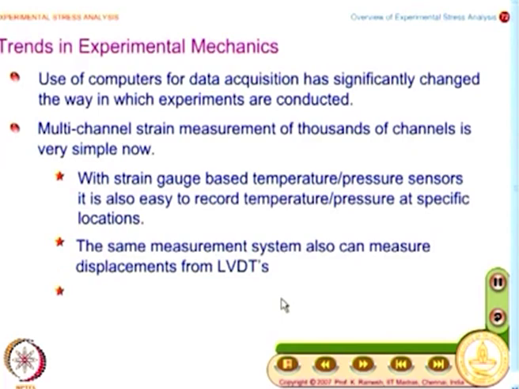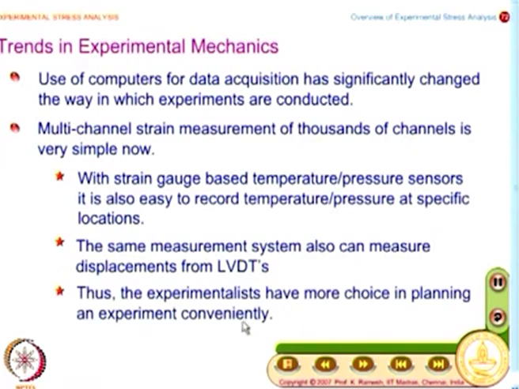And you can also measure displacement using LVDTs. They can also be combined to the multi-channel strain measurement. So, experimentalists now have more choice in planning an experiment conveniently. I have always been mentioning experiments are planned and executed. You anticipate values. Unless you anticipate values, you will not know what instrumentation to use, and anticipation of values also helps you to look for surprises.